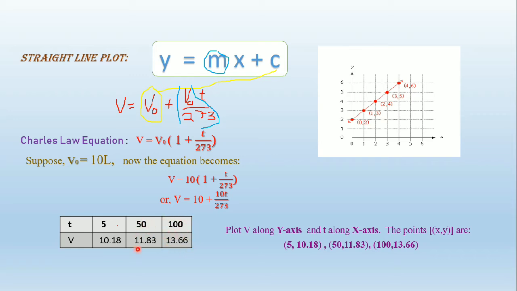For 100-degree rise in temperature, the new volume becomes 13.66. For 50-degree rise in temperature, the new volume becomes 11.83. These are the points that we are going to plot in a graph. You know how to do this kind of plots, I suppose, because we've done this in linear equations previous year or maybe this year, right? So now we'll just try to plot these points in a graph. Okay.